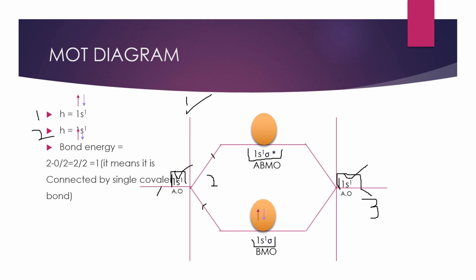Let's move. Oh, sorry. I forgot to find the bond energy. Now to find the bond energy, we will subtract the ABMO from the BMO. Here we know that in the BMO there are 2 electrons and in the ABMO there are 0 electrons. So 2 minus 0 is 2, divided by 2. Here it is written. And 2 divided by 2 is equal to 1. Now it means that it only has a single covalent bond. Let's move to the second example.